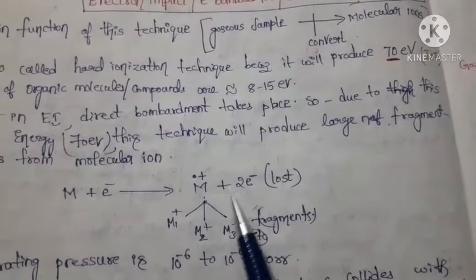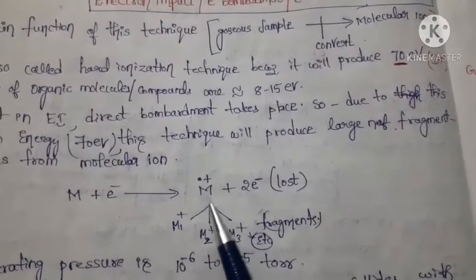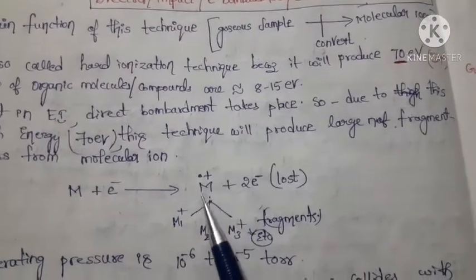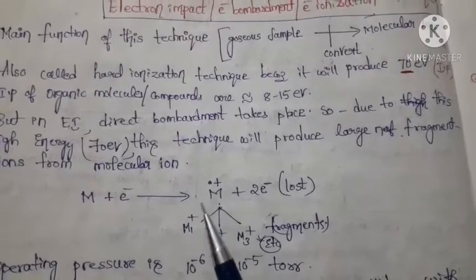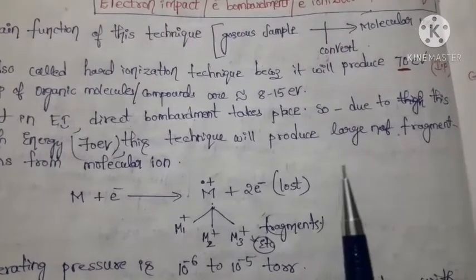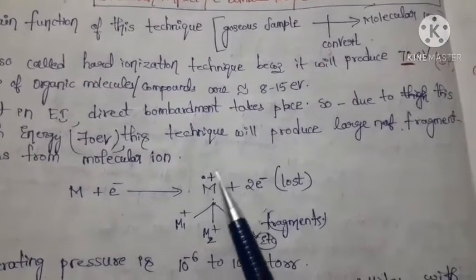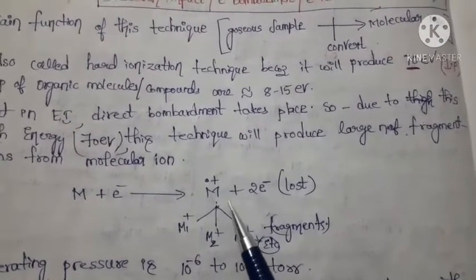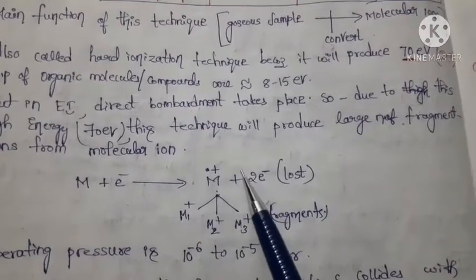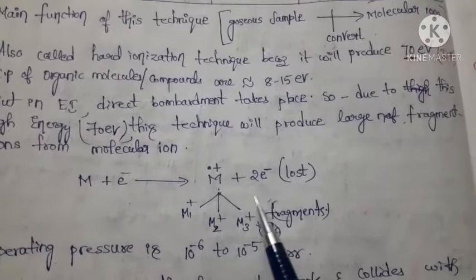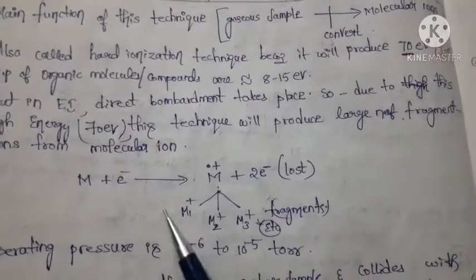As one electron is lost from the molecule, this molecule will get a positive charge. As only one electron is lost from this molecule, one electron remains as usual. That single electron is represented in the form of a radical. So this is a radical cation. We know that a radical is highly unstable, so it will undergo fragmentation, and fragments are formed. These are the fragments.